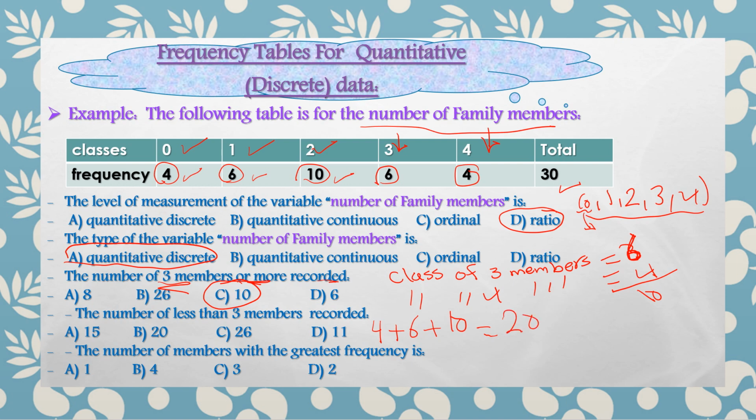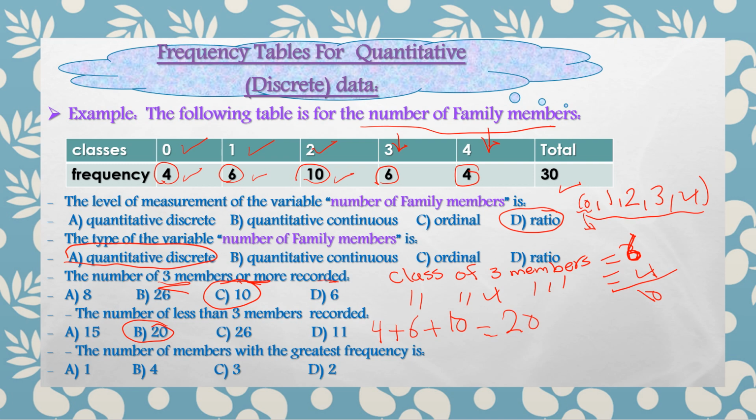So the correct answer is B. The number of families with less than 3 members recorded is 20 individuals in the sample.